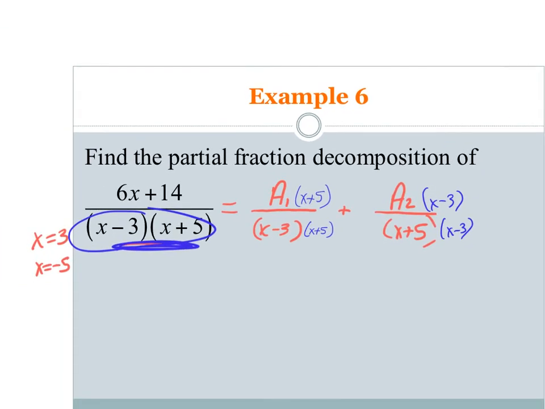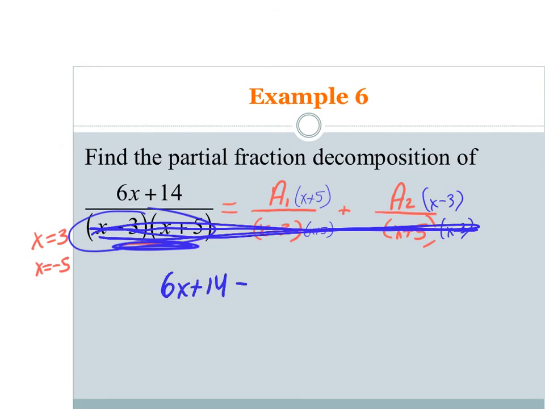So now look at each side of the equal sign. Do they all have the same denominator? So now we can just cross them off. It's like they're not even there. So we have this equation: 6x plus 14 equals a sub 1 times x plus 5, plus a sub 2 times x minus 3. And all we're going to do is solve this equation 2 times. We're going to plug in the zeros. We're going to plug in a 3 the first time, and we're going to plug in a negative 5 the second time. This process is the exact same every single time you do it.